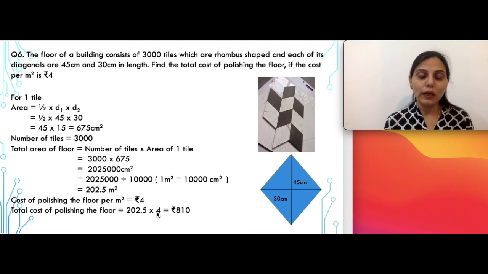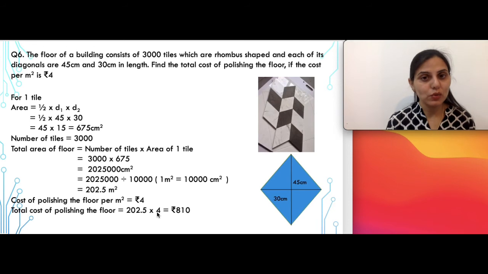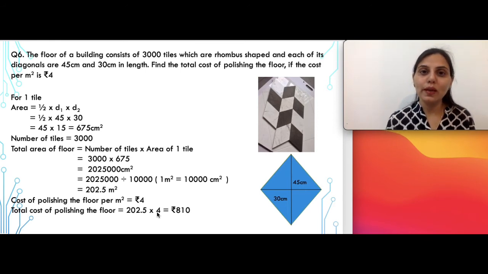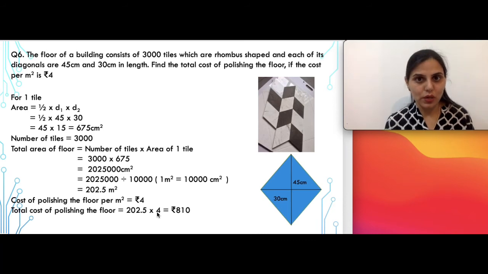So here for one tile, first we have calculated the area using the area of rhombus formula. From there we have found the total area of the floor, which is 202.5 meters square. Please remember this step. We need to convert the units centimeter square to meter square because the cost given in the question is for meter square. Then to find the total cost, whatever total area you have got, you multiply it by the cost. So I hope the solution is clear to you.